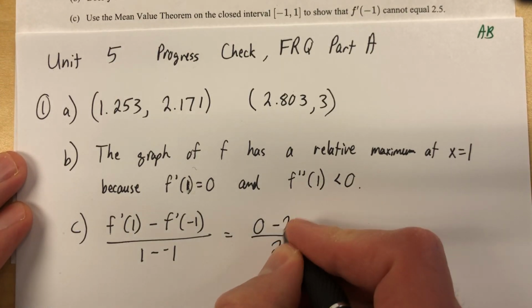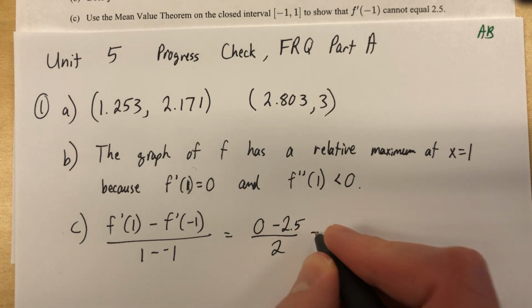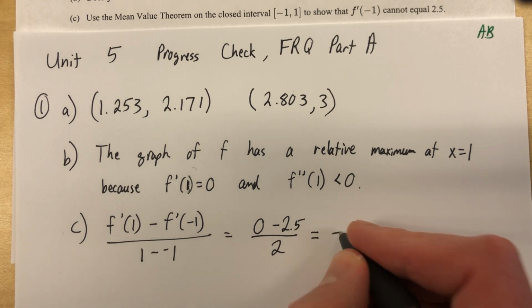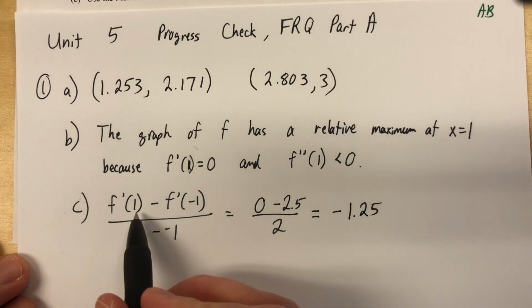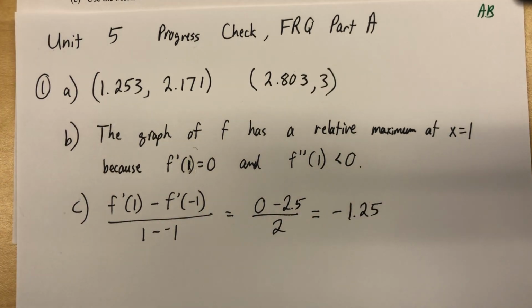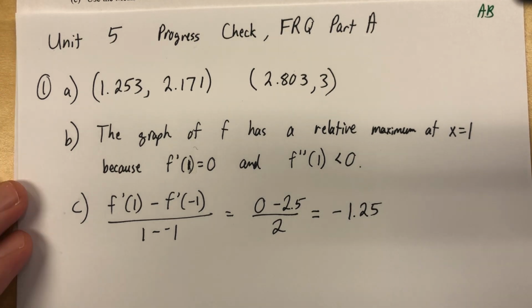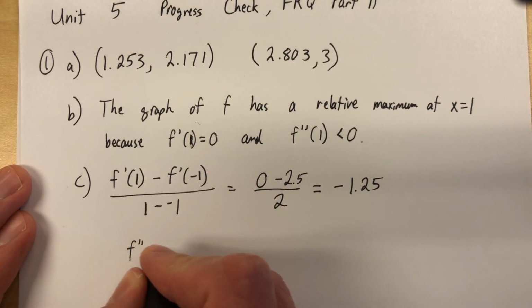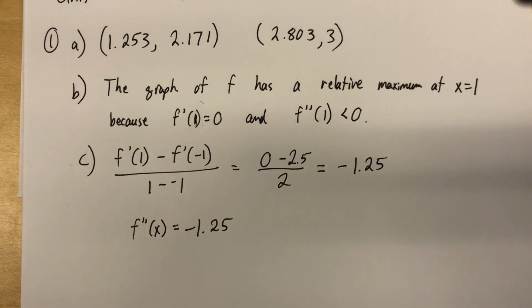Okay? So minus 2.5. And that, my friends, is going to give us negative 2.5 divided by 2. That's negative 1.25, which means that somewhere on the interval from -1 to 1 for this differentiable function, it has to be differentiable, and it is, they said so. We'll put this in words in a minute. Somewhere from -1 to 1, the derivative of the derivative had better equal this. Okay? The process should look familiar.